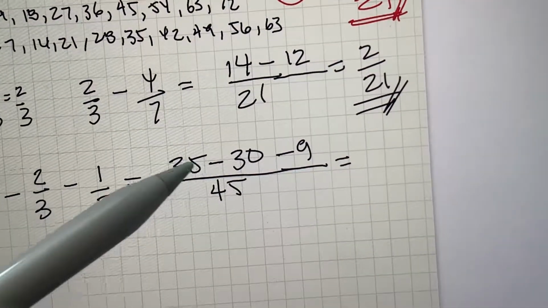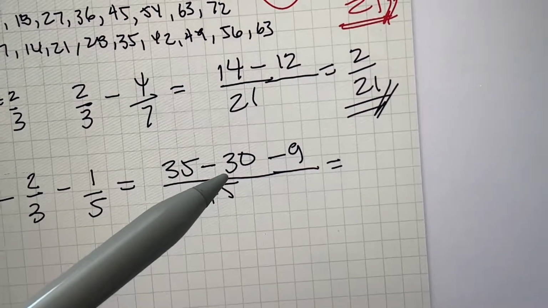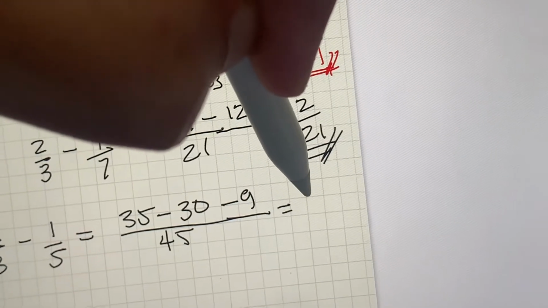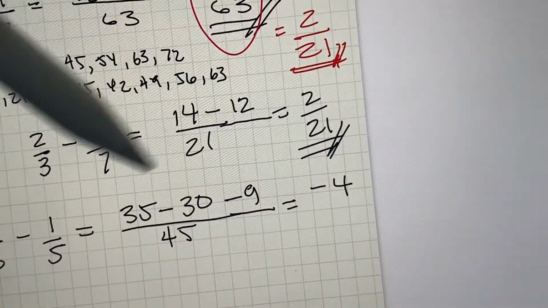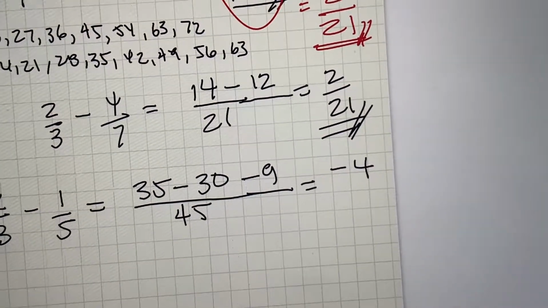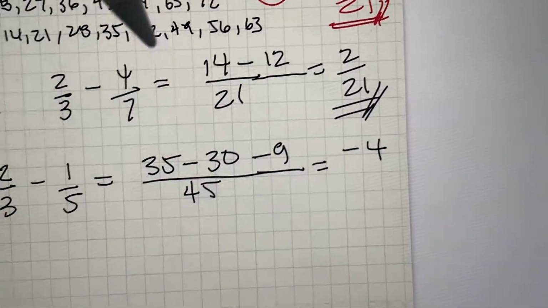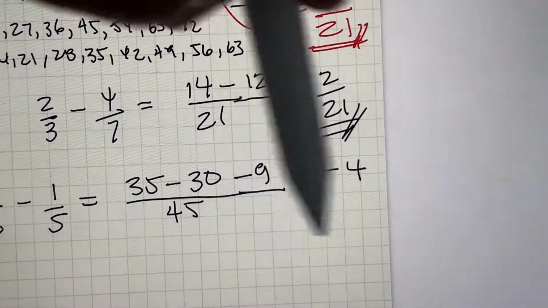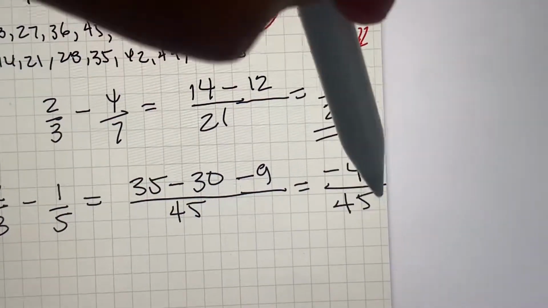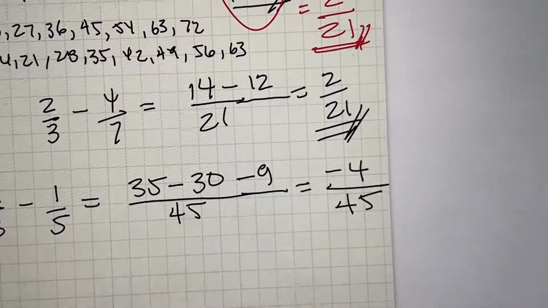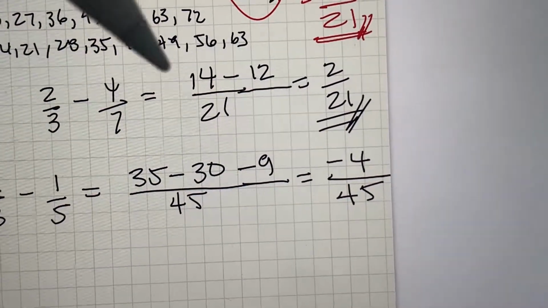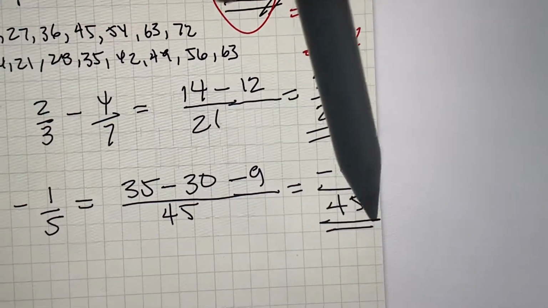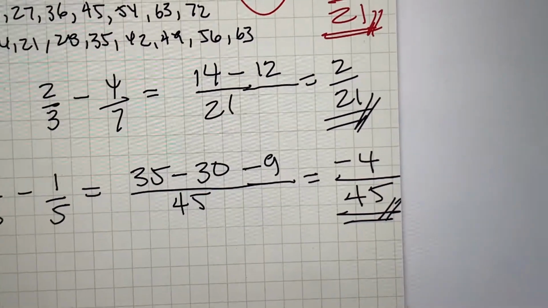Okay, so 35 minus 30 equals 5, minus 9, sorry, equals negative 4. Let's check it again. 35 minus 30 is 5, minus 9 is negative 4 over 45. Can I reduce this fraction? No, because there's no multiples that go together, so my final answer is negative 4 over 45.